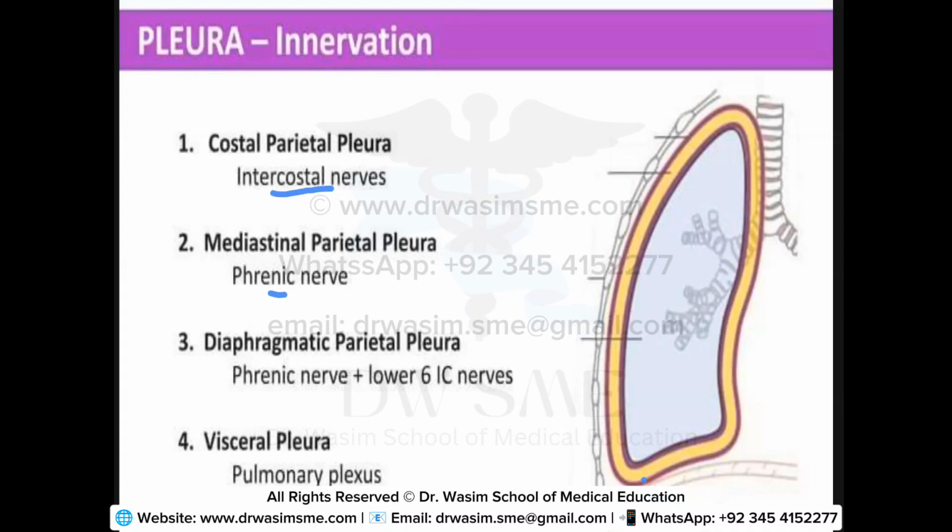The diaphragmatic parietal pleura, which is this part, is supplied by the phrenic nerve as well as the lower six intercostal nerves, which is actually the same supply as the sensory part of the diaphragm. Then we have the visceral pleura. It is supplied by the pulmonary plexus of nerves.